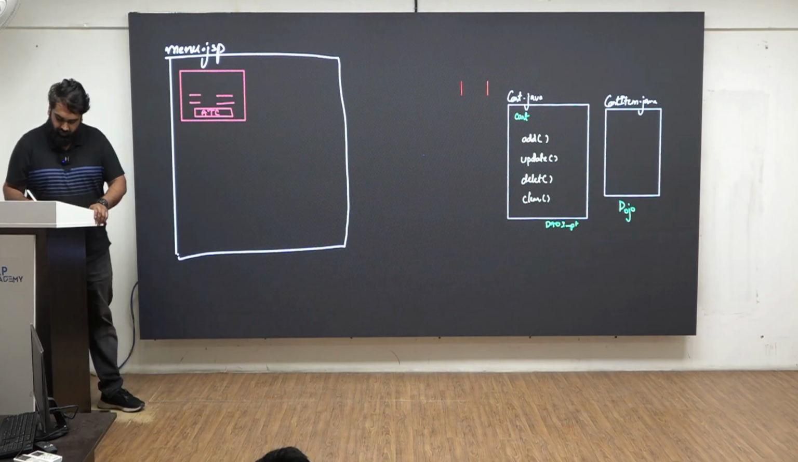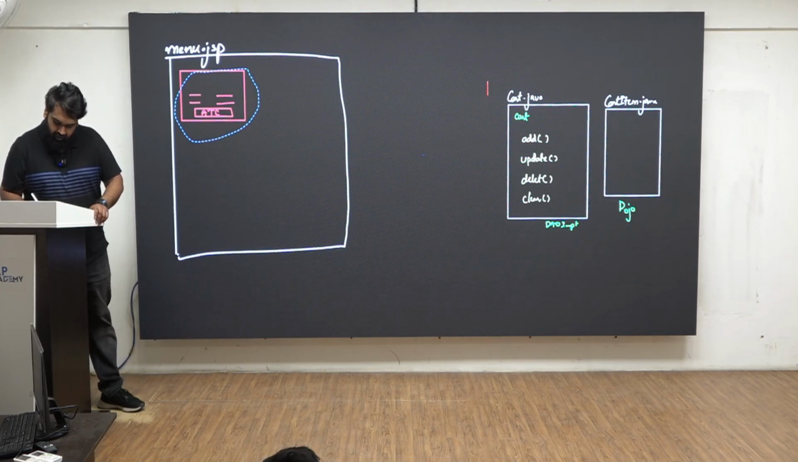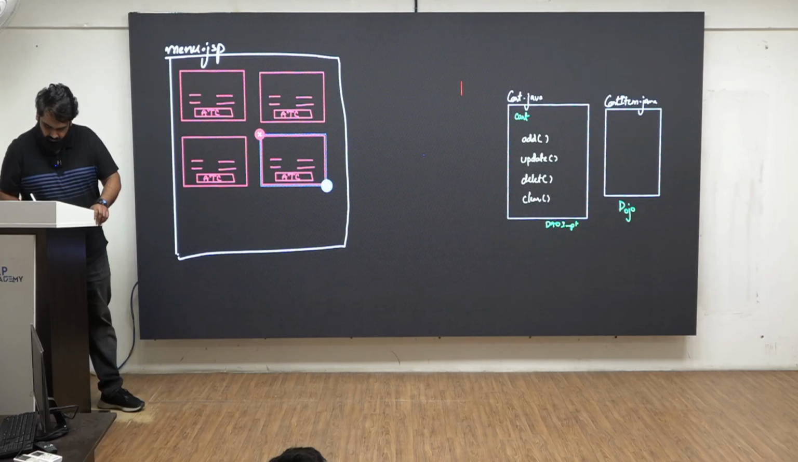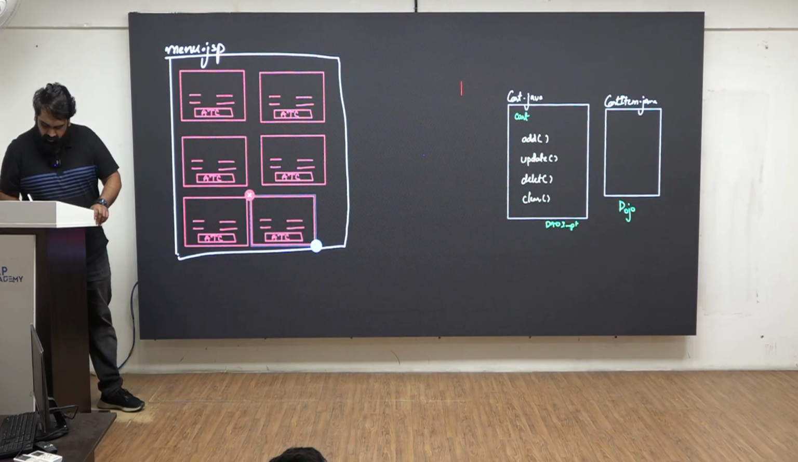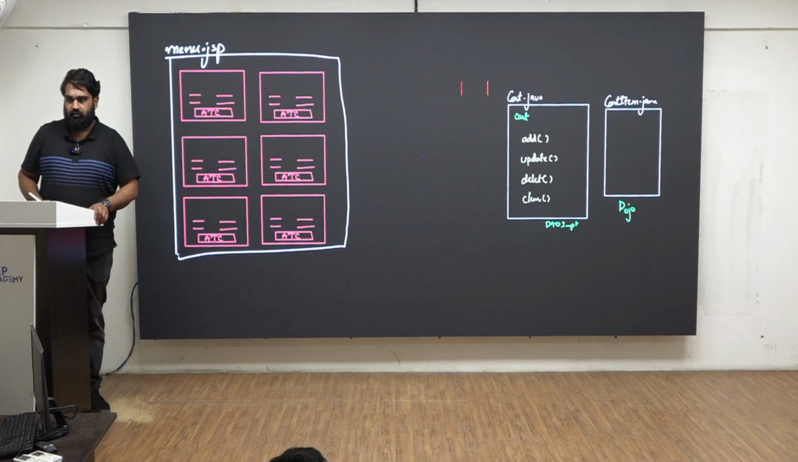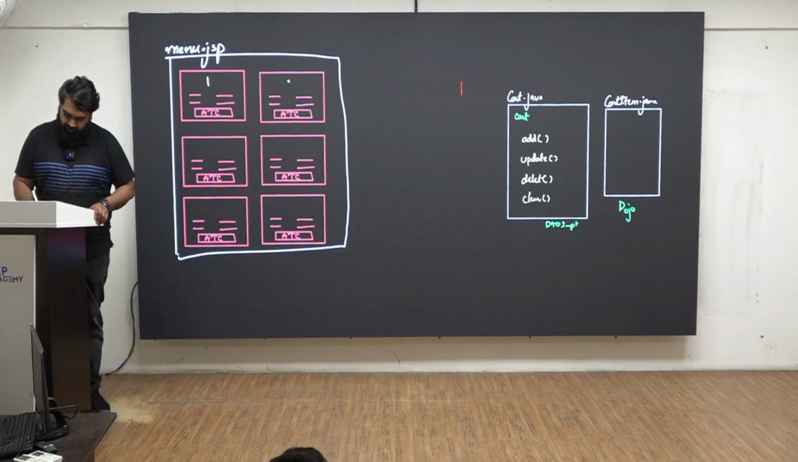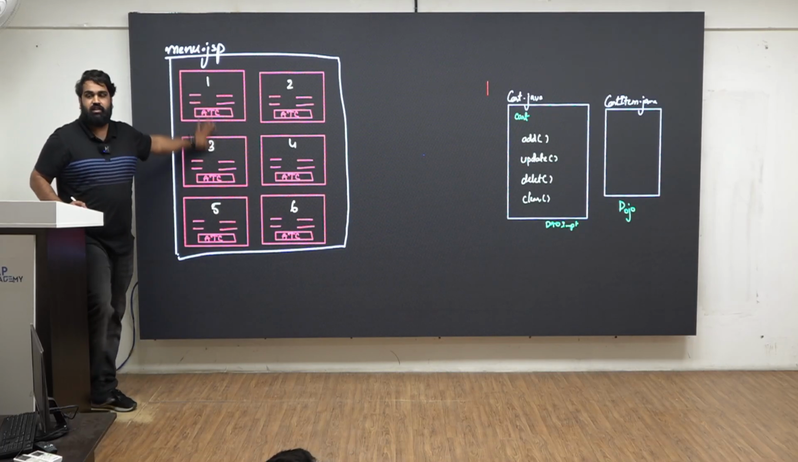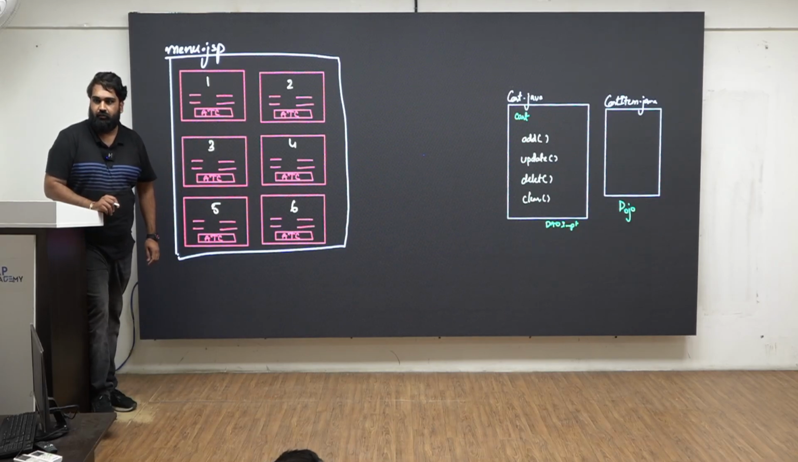In this way, there were many items. Will you agree with me? And each item had an item ID as well. Item ID 1, item ID 2, item ID 3, item ID 4, item ID 5, item ID 6. In this way, each item had an item ID.